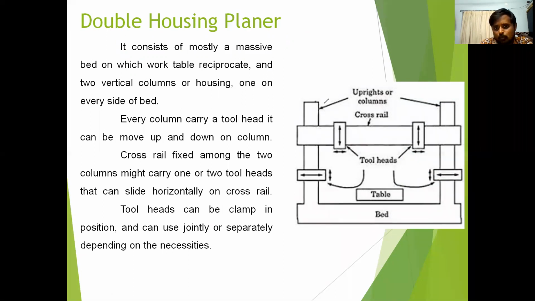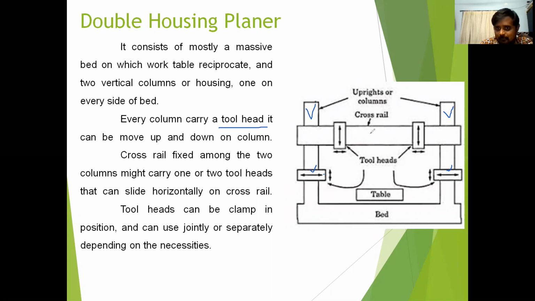So it has the two vertical columns, and on these two vertical columns, tool heads are there. These tool heads can be moved up and down, and also these columns may be adjustable. We can move the columns also. A cross rail is fixed between the two columns.